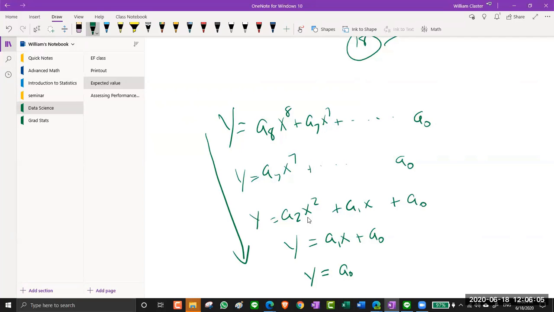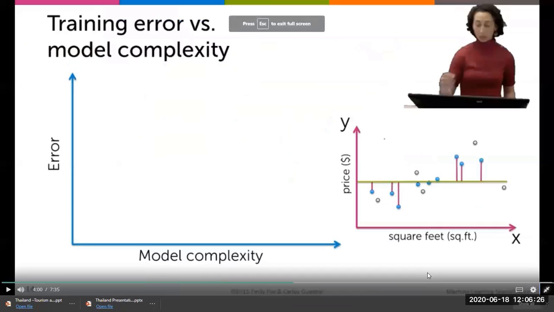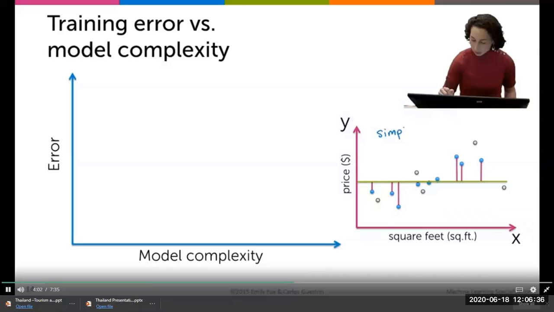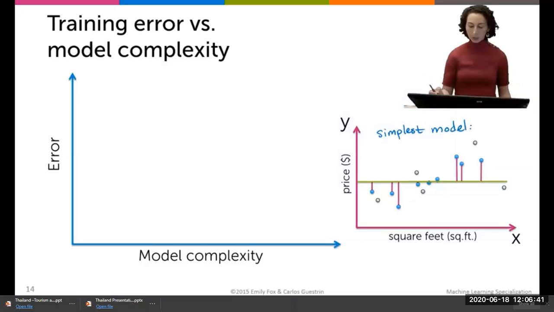y equals a0. Right. And what does that look like? That's like saying y equals 5, right? That's a straight line, right? So that's the least complex model, right? Does everyone agree? Yes. Okay, so that's what she's saying. That's the least complex. So here it is. We fit a flat line to the data. That's the least complex model. It's a constant model.